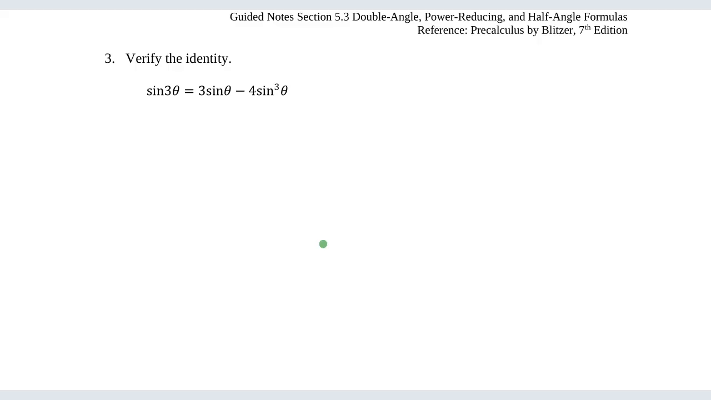The first step is to choose between these two sides which one looks more complicated, and then we will focus on that side and make it identical to the other side. For me, the more complicated side here would be the left side, because as you can see, the left side has a triple angle, which is sine 3 theta. Then I'll make it identical to the other side. Let me go ahead and start that.